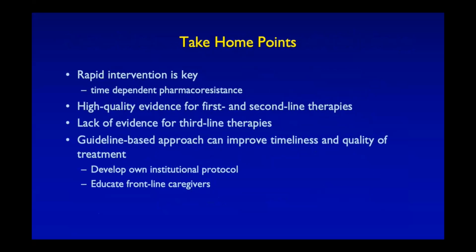And finally, I'd like to conclude with a few important take-home points. As we've seen, rapid intervention for the treatment of status epilepticus is key due to the concept of time-dependent pharmacoresistance. We now have high-quality evidence for both first and second-line therapies for the treatment of convulsive status in children. There is still a lack of evidence, however, for third-line therapies. A guideline-based approach can improve the timeliness and quality of treatment.